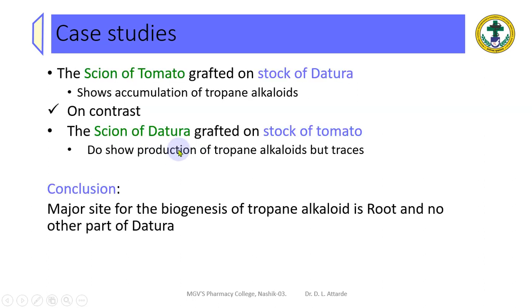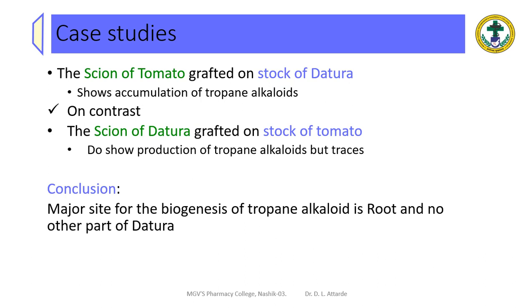We'll see how the scion, meaning the minor part of the tomato, is grafted on the stalk of Datura, which is the parent or the major plant that shows the accumulation of tropane alkaloid. Now Datura belongs to the Solanaceae family, and the main alkaloid formed here is the tropane group of alkaloid, and the root is the basic site where alkaloid forms. So whether the statement is true or not, that we are checking with this.